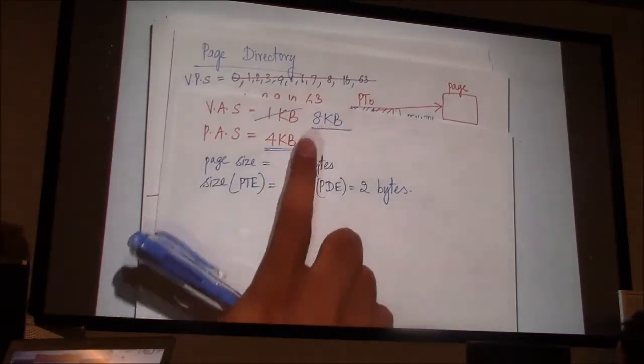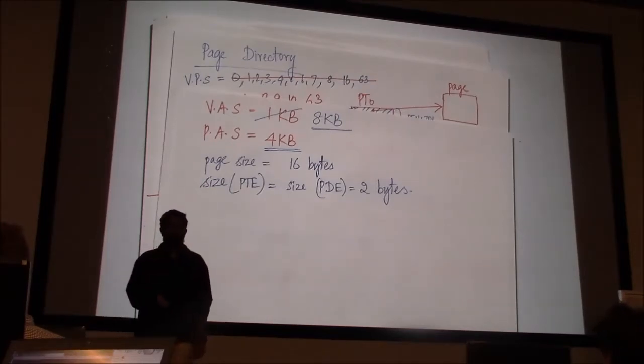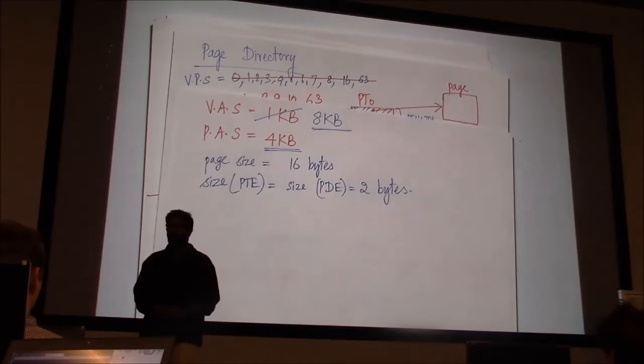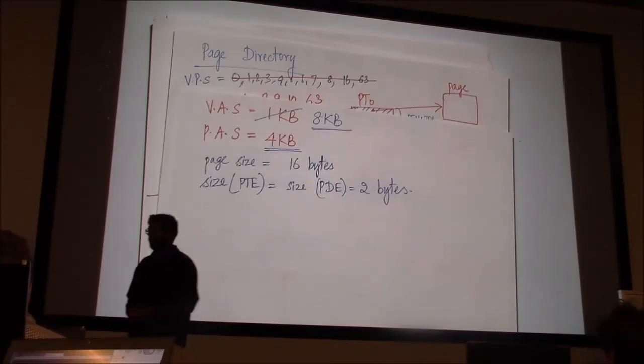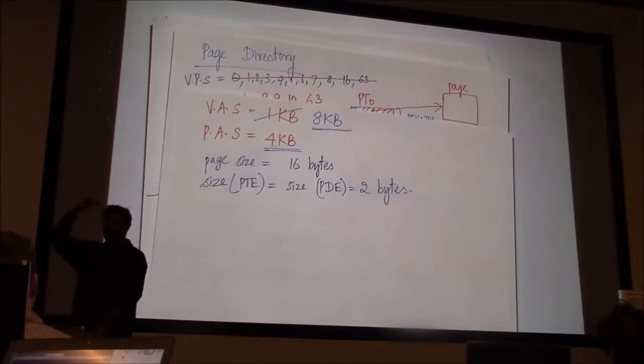First question: is this possible? Is it possible to have a bigger virtual address space than the physical address space? Yes, I can see people nodding. Yes, it is possible, because even though we have such a big virtual address space, a single process is not going to use the entire virtual address space. It is only going to use parts of it, okay?